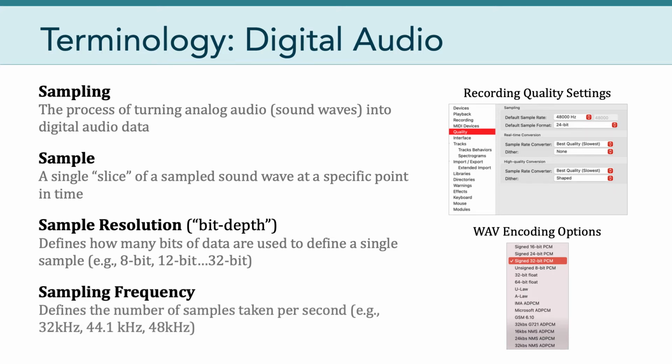Finally, we learned about sampling frequency, which defines the number of samples taken per second. And that's typically measured in kilohertz. For vocal recordings, we typically want something around 44 kilohertz or 48 kilohertz. For reference, CD quality, which is a little bit old at this point, is defined as using a 16-bit sample resolution and a 44 kilohertz sampling rate.